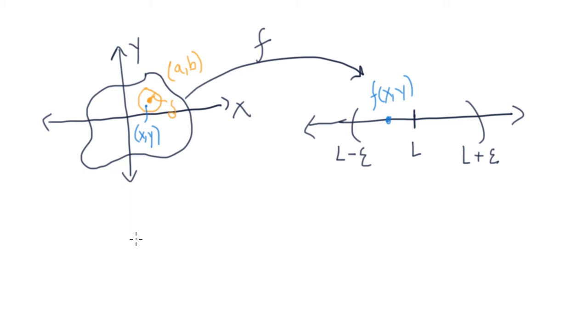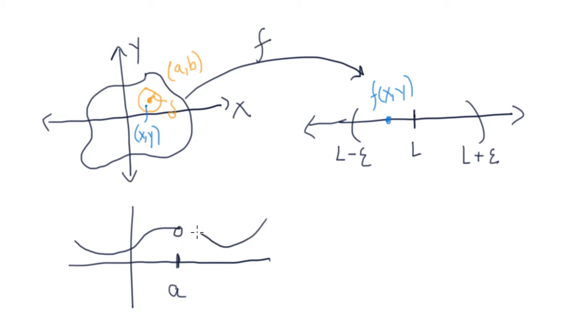But wait a second, there's actually a big problem. Because if you recall, for a function of one variable, if we look at a point a and we want to look at the limit, we really just need to look at the left-hand limit and the right-hand limit. So from the left and from the right, this function is approaching the same value, so the limit exists.